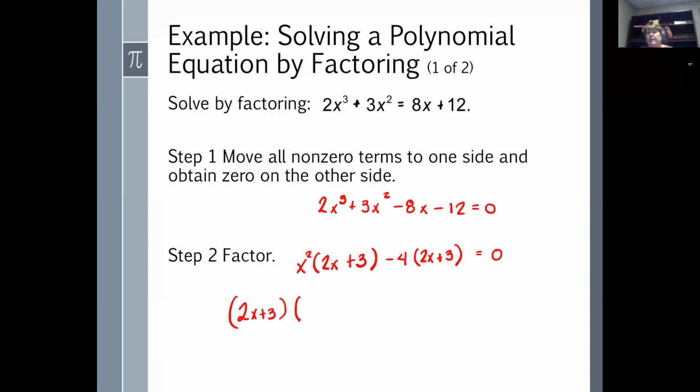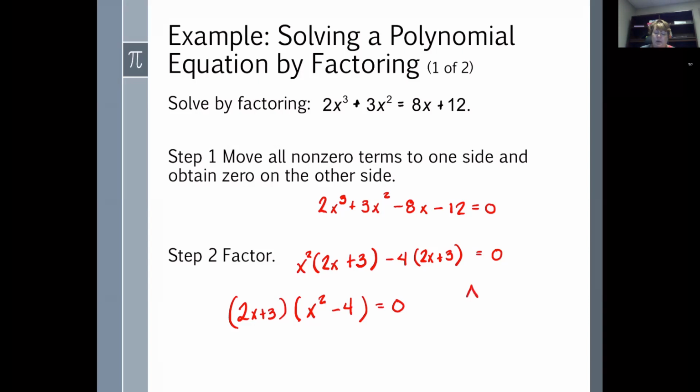Now, what do I have left in that first term if I remove the 2x plus 3? What I have left is x squared. What happens if I remove the 2x plus 3 from the minus 4 times 2x plus 3? What I have left, if I get rid of that stuff inside parentheses, is a minus 4. Now, I may also factor the x squared minus 4.